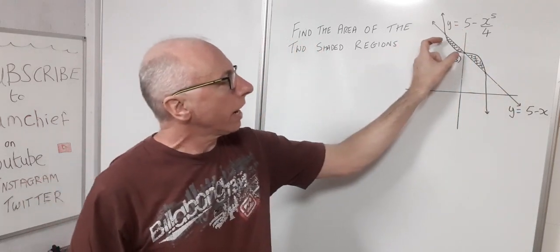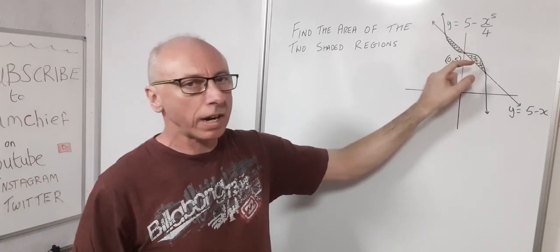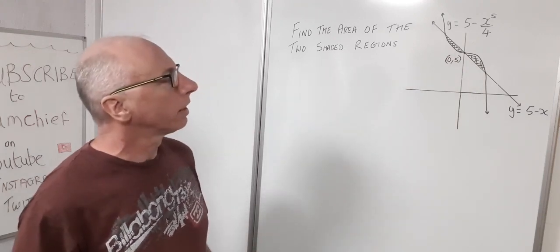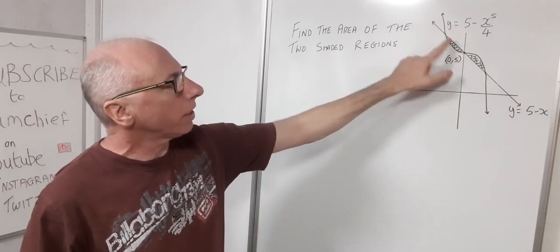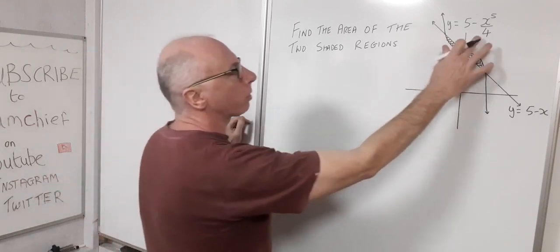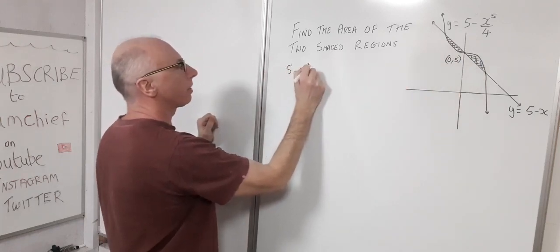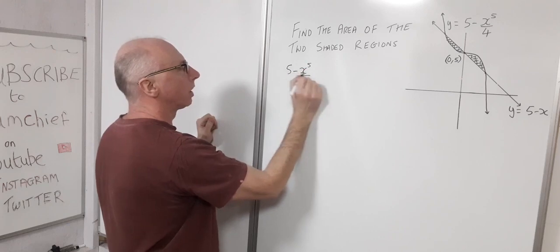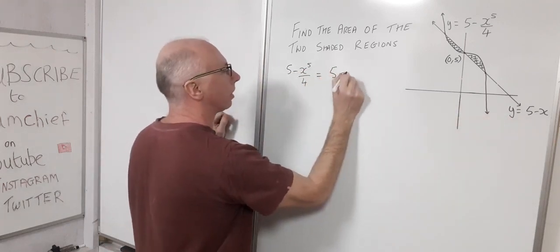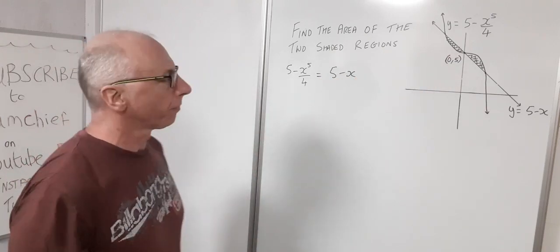So if we want to find the area, what we'll need to do is take the integral of the difference between these two graphs at these two points and find a solution for that. So what we need to do now is find out what these two points are. So we'll set them equal to each other: 5 minus x to the 5 over 4 equal to 5 minus x. Then we solve for x here, and we should find these points.